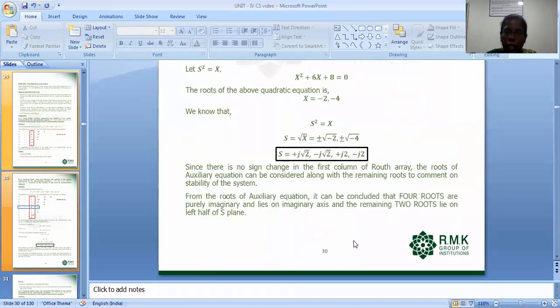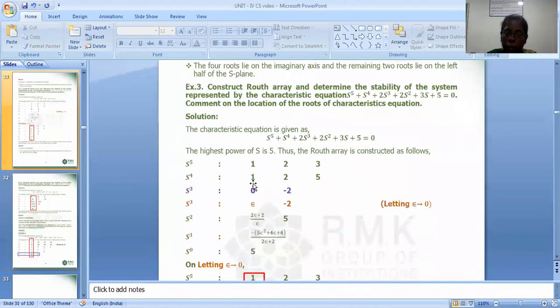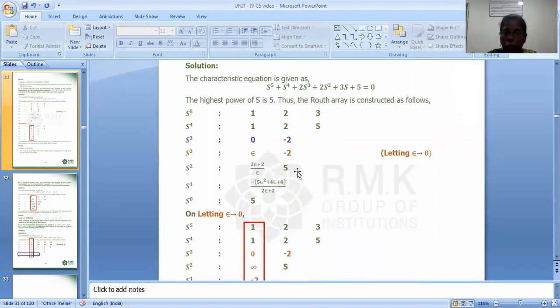And the third category is where the first element of a row alone is 0. In that case, instead of taking that element as 0, you can take it as a small value del. Instead of taking that term to be 0, we are making it a small value del. So we proceed similarly and complete the Routh array with the del value kept instead of 0.